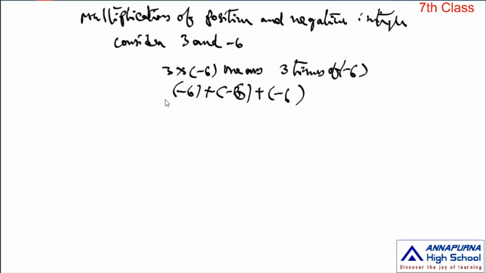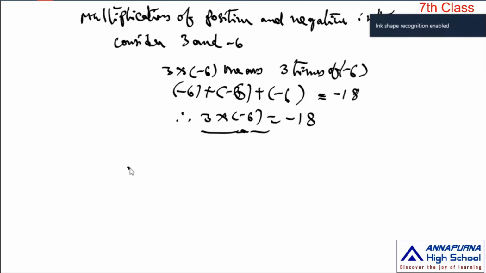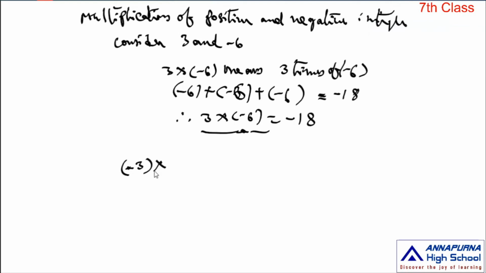As we know, if the signs are the same, then we add the numbers. Here all three integers are negative. 6 plus 6 is 12. 12 plus 6 is 18. Its sum is 18, and then you put the minus sign before that sum. Therefore 3 into minus 6 is equal to minus 18 only. Now we multiply a negative integer by a positive integer. Let us take minus 3 into 6. Here the signs are changed, so it doesn't mean minus 3 times 6.